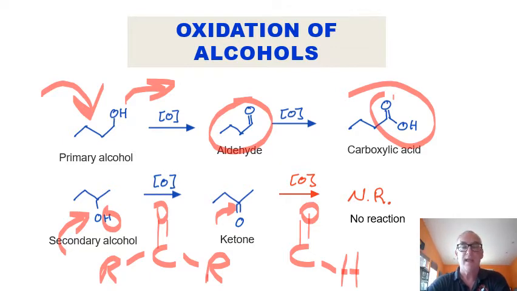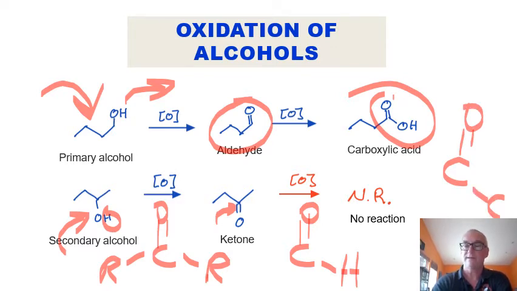That's a ketone. And then when we oxidize the ketone, nothing happens, because we don't have another hydrogen there to pull off and take away. This carbon with the double bond has no hydrogens. It's double bonded to the oxygen, and it's single bonded to a carbon on each side. So there are no hydrogens to remove. So you don't get a reaction when you have a ketone.